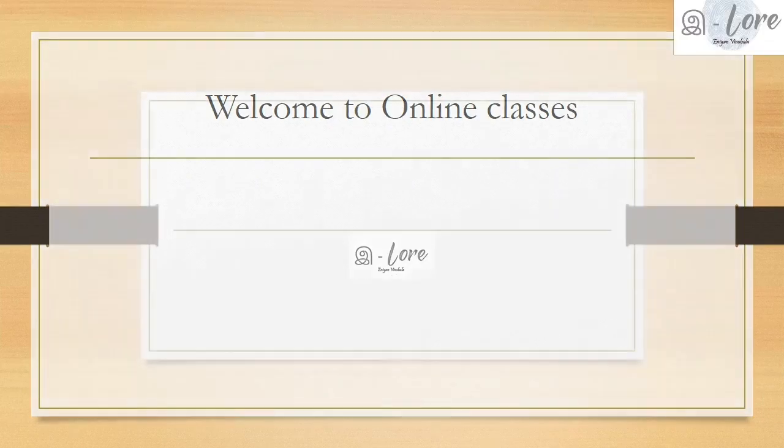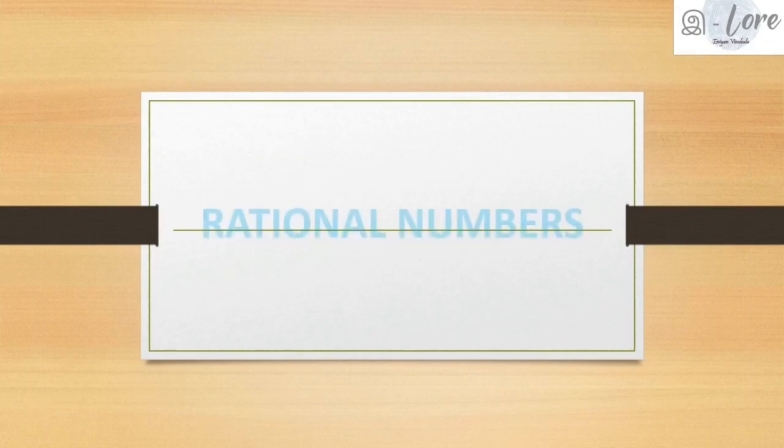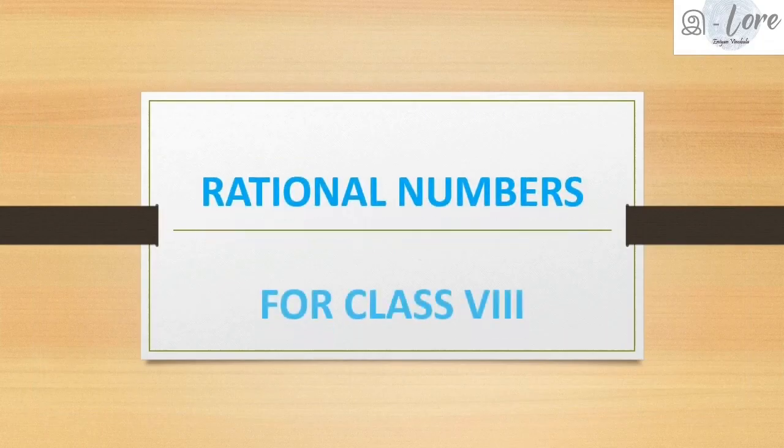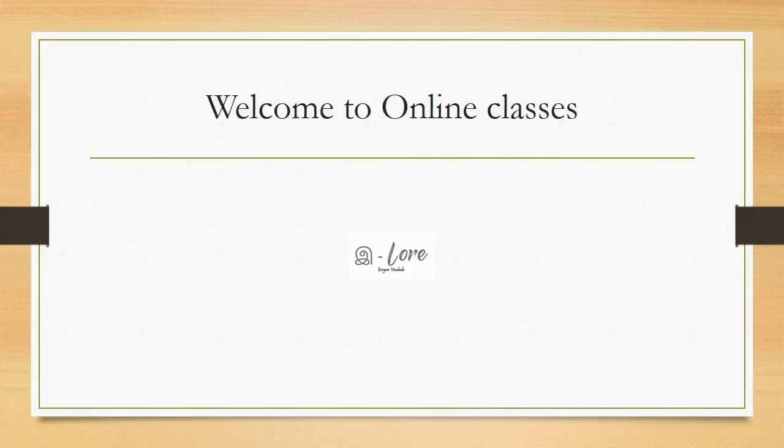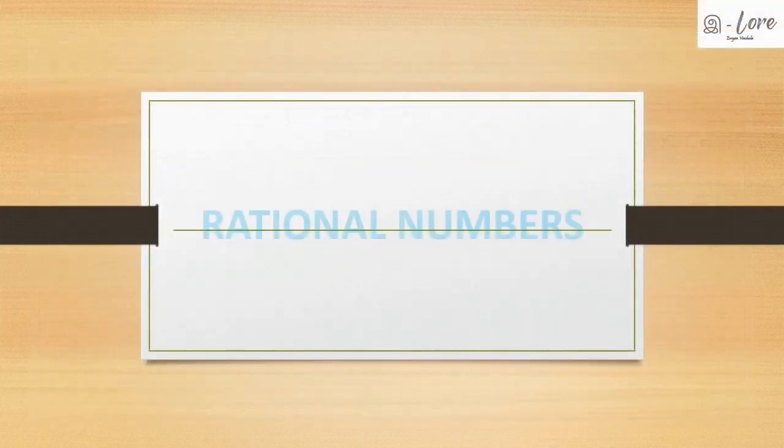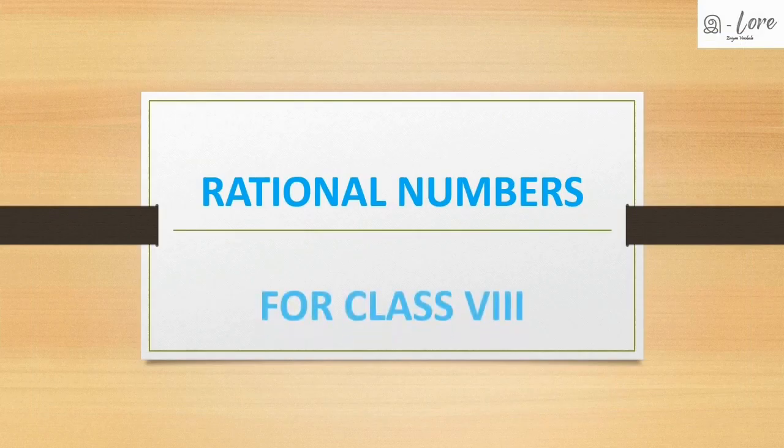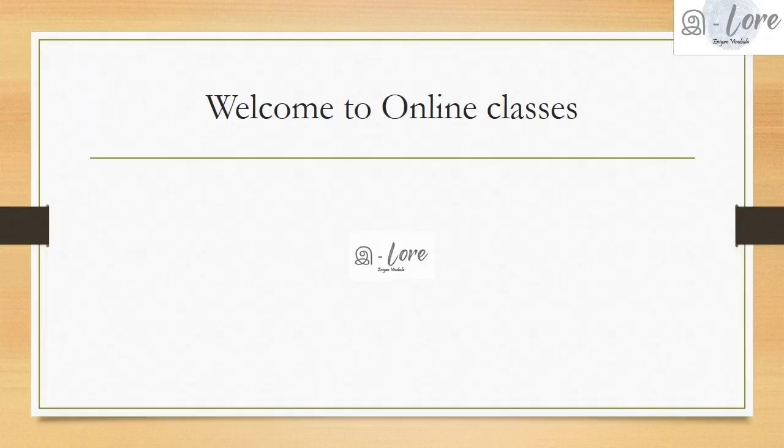And students, yesterday in class we discussed the rational numbers and the properties of rational numbers with 0 and 1, followed by the distributive property, and I explained it to you yesterday. Today we are going to discuss the exercise problems of 1.1. Okay, now let us move on to the first exercise.